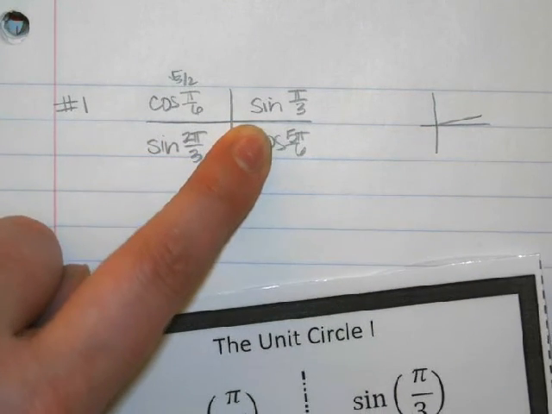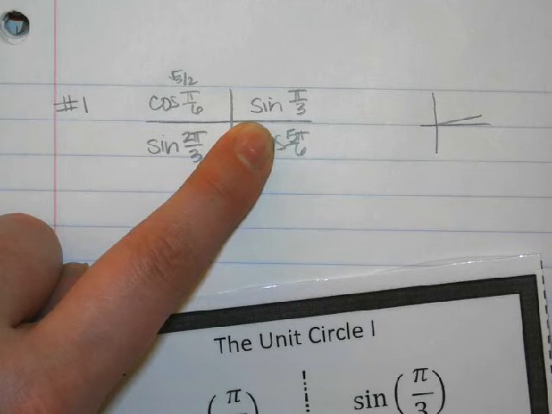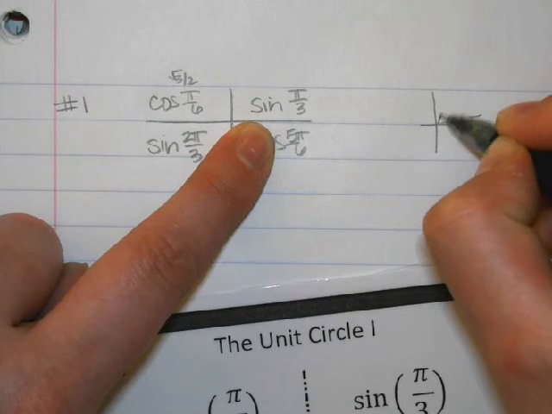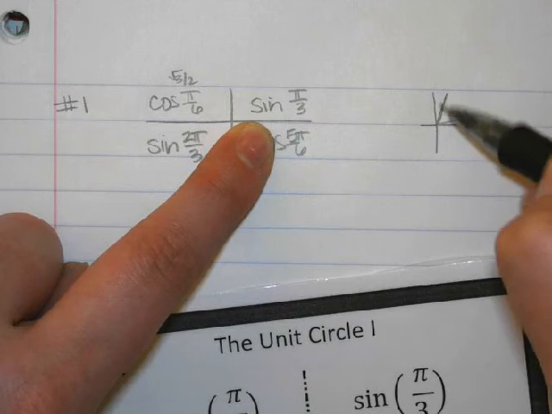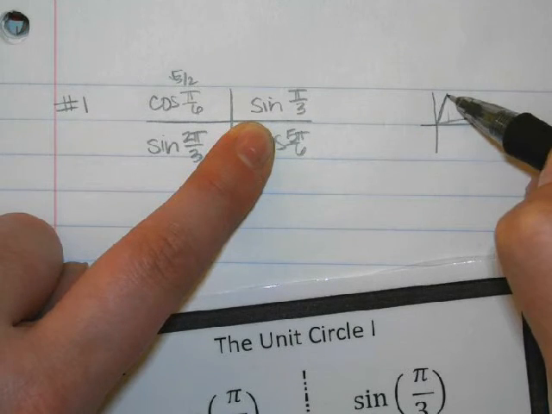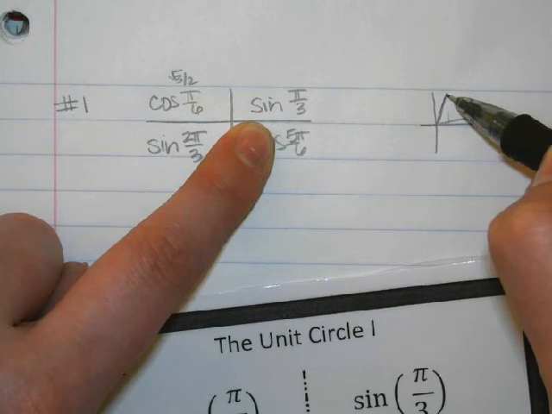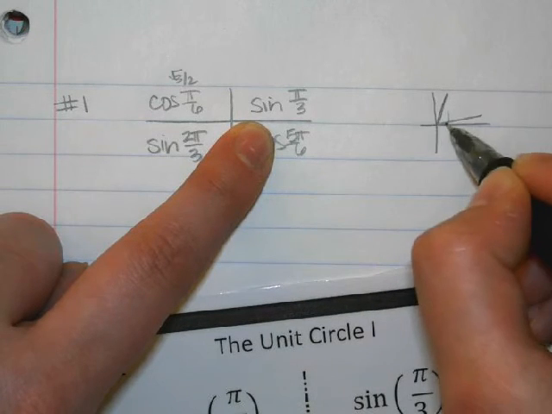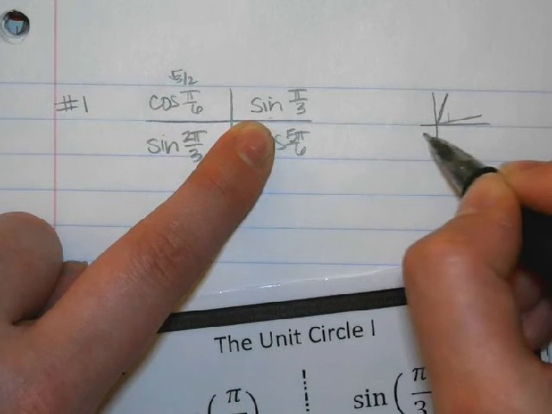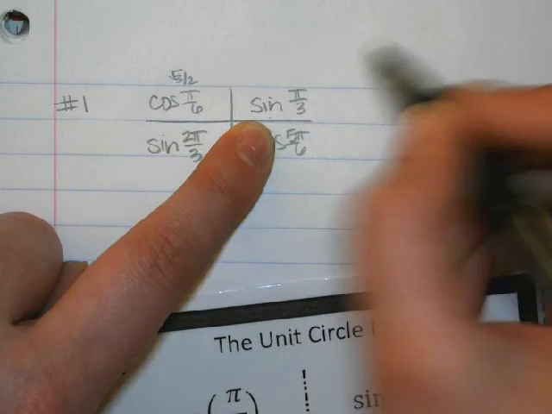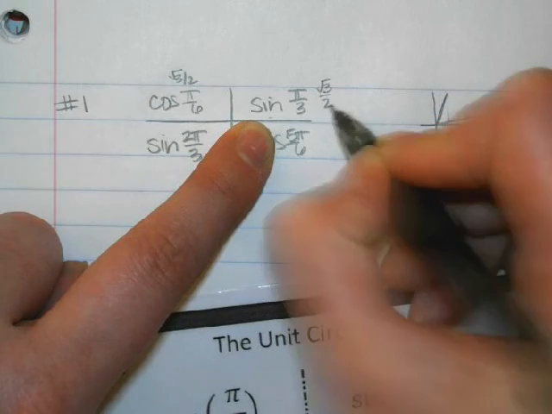All right, where's pi thirds? First quadrant, but it's close to the other line, right? It's this one right here. So this one is right a little bit, up a lot. So right a little bit, up a lot, it's sine. It's root 3 over 2, it's going to be the up a lot part. Okay.